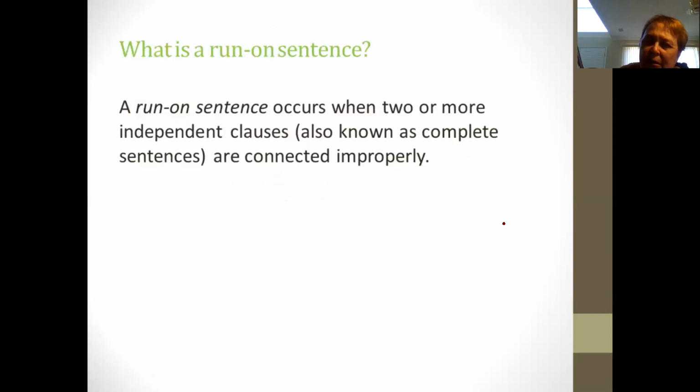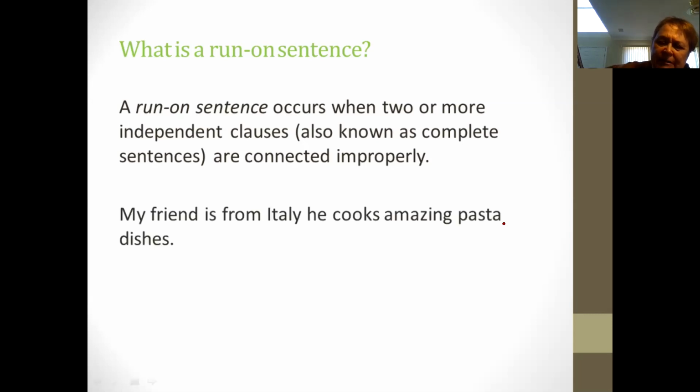Now we need to think about what exactly is a run-on sentence. And I have a definition for you here. It says a run-on sentence occurs or happens when two or more independent clauses, also known as complete sentences, are connected improperly. Improperly meaning not in the correct way.